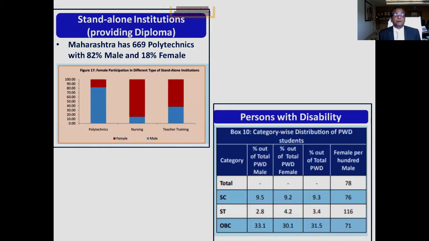Then standalone institutions providing the diploma program. It is more in Maharashtra with about 669 polytechnics with 82% male and 18% female. And persons with a disability also, the category-wise distribution of PWD students has been nicely given. If you look into that, it is very clear that 78 out of 100 male in total are having the opportunity. So we cannot say the female has not been given the opportunity. The female has been given the opportunity. They have got a very good distribution in taking the opportunity.